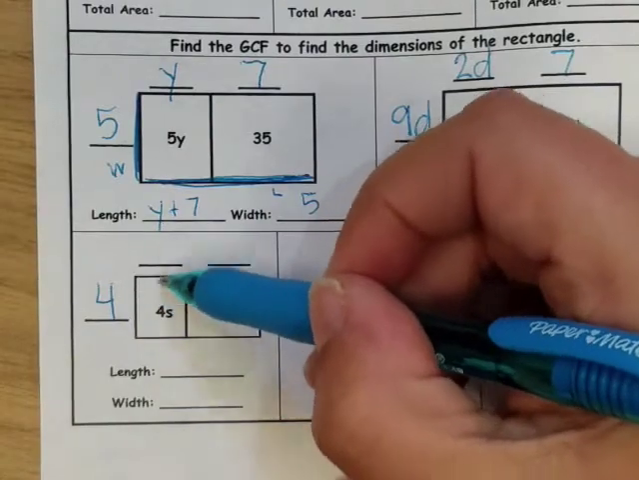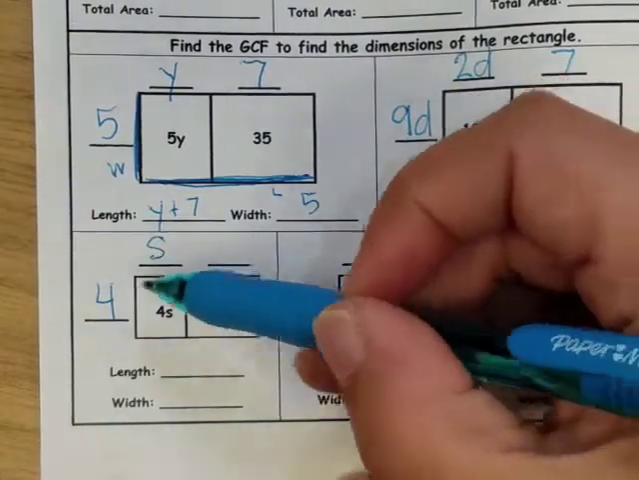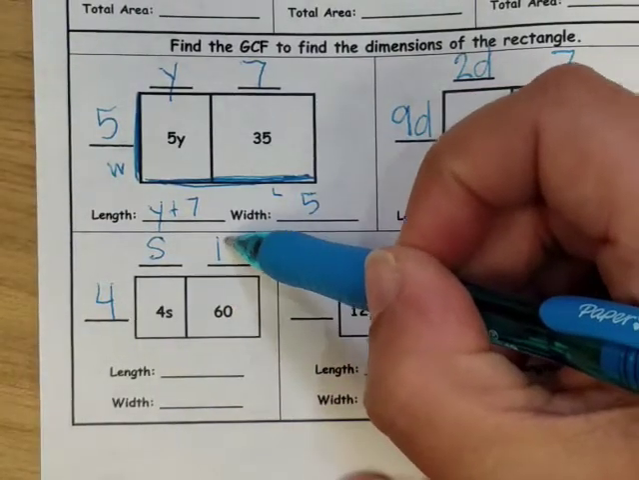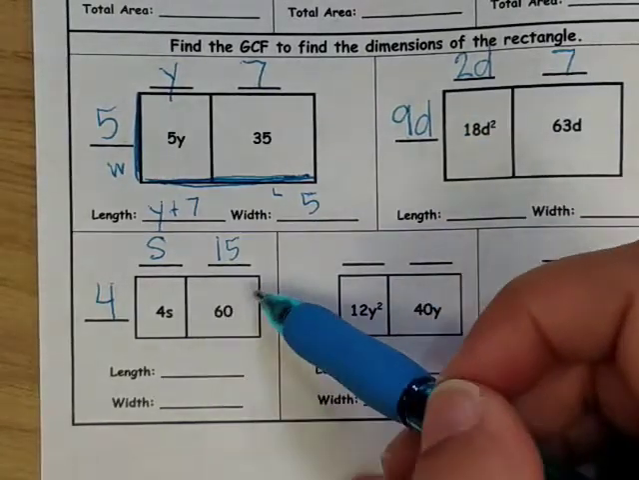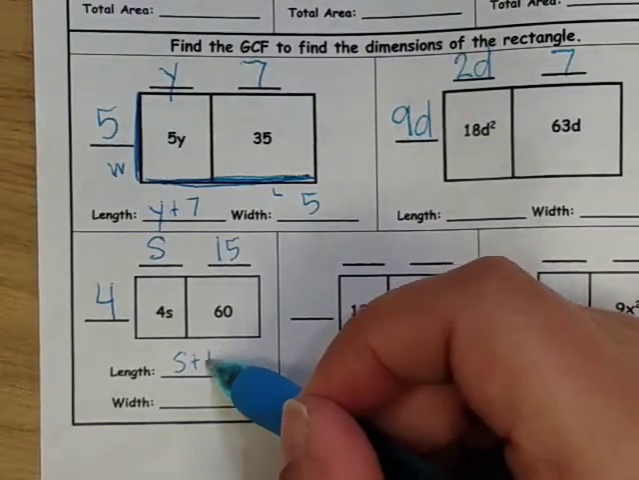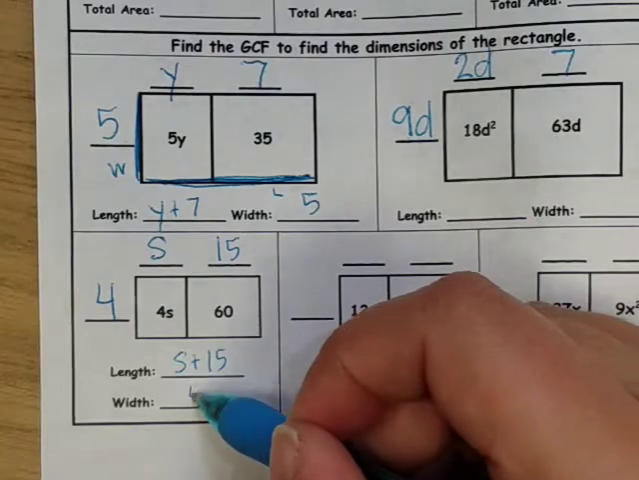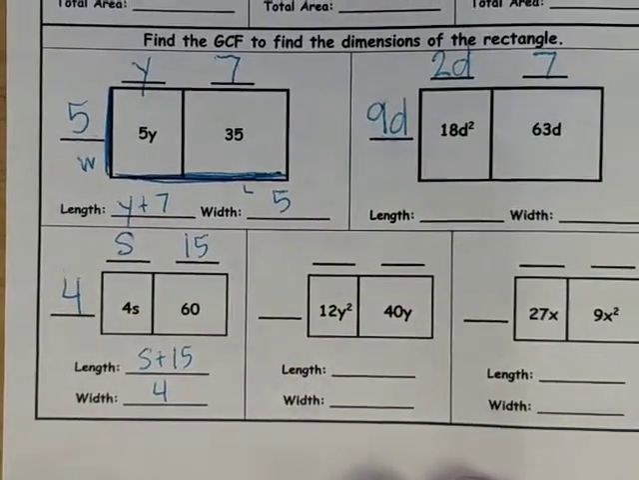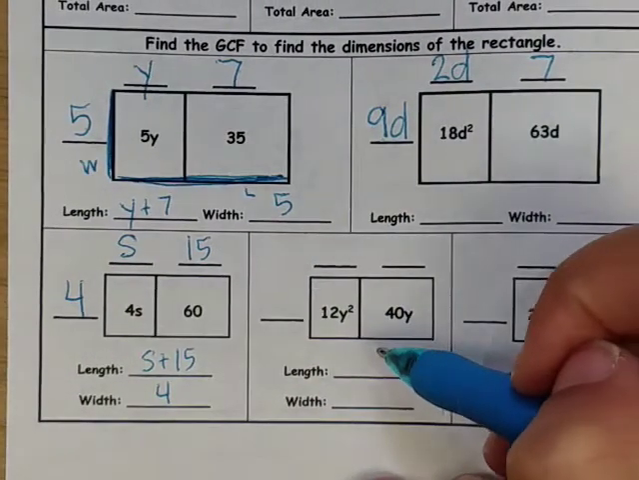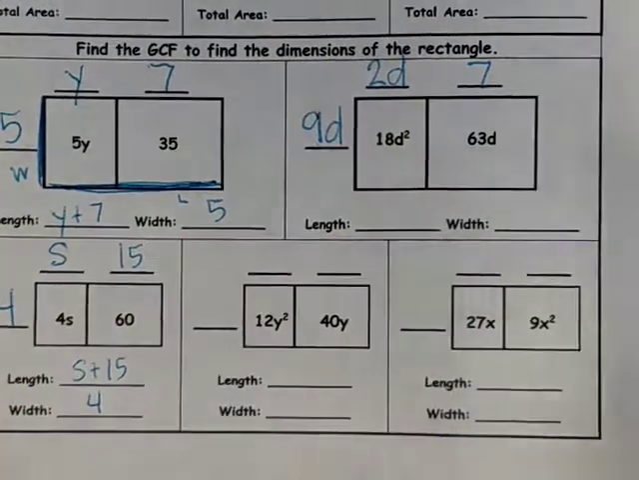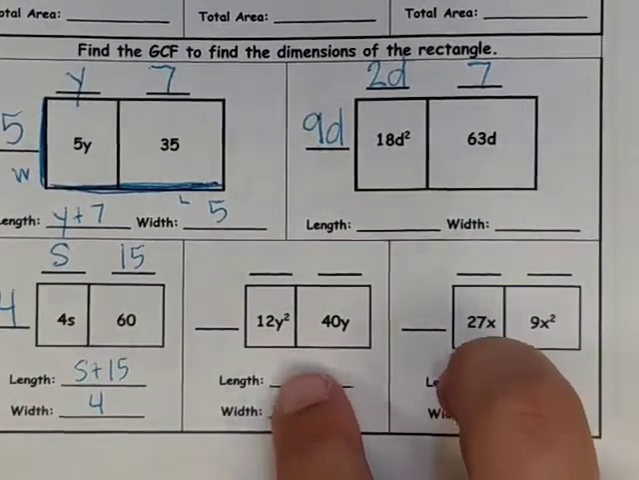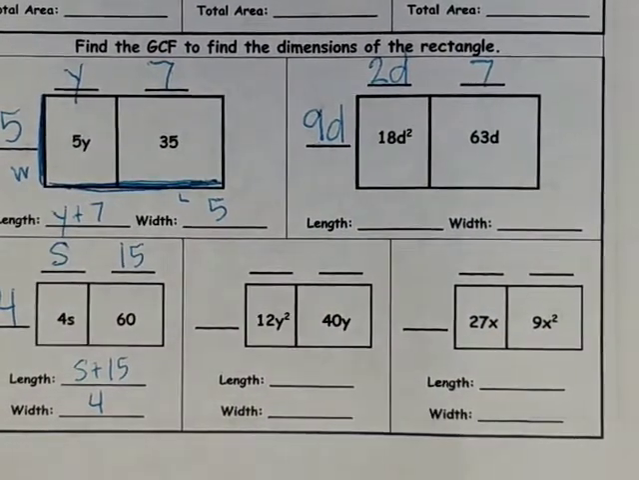So 4 times what gives me 4S? S. 4 times what gives me 60? 15. So the length is S plus 15, and the width is 4. All right, and then go ahead and try these two on your own and see if you can do them, and then I'll put the answers up at the end.